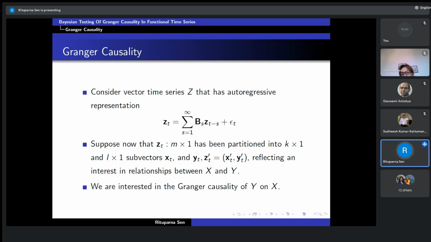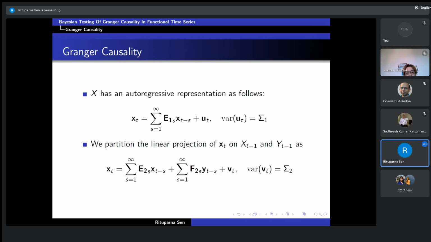Here x and y each is a function, and then we're interested in the Granger causality of y on x or x on y, either way. So one of those or both maybe.